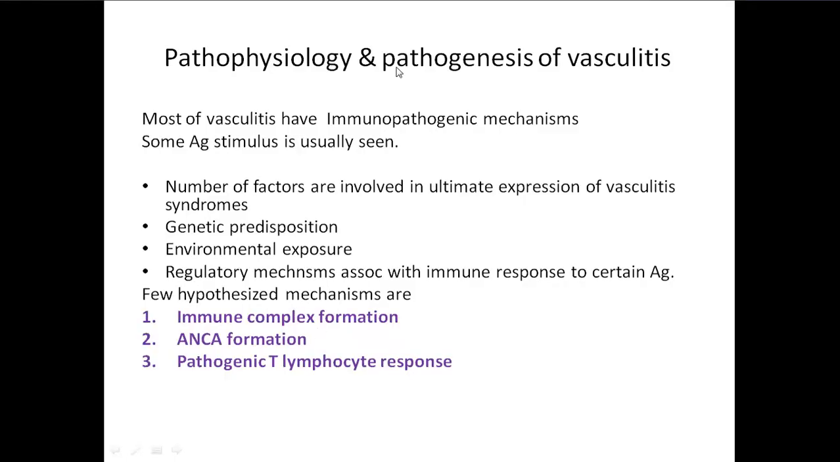So how is the pathology and pathophysiology of vasculitis seen? The number of factors involved in the ultimate expression of vasculitis syndrome is due to antigen stimulus. There is no fixed mechanism, but there are a few hypothesized mechanisms like immune complex formation, ANCA formation, and pathogenic T lymphocyte response.